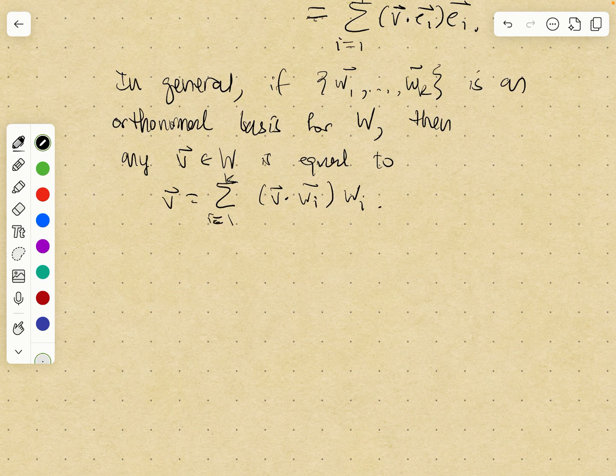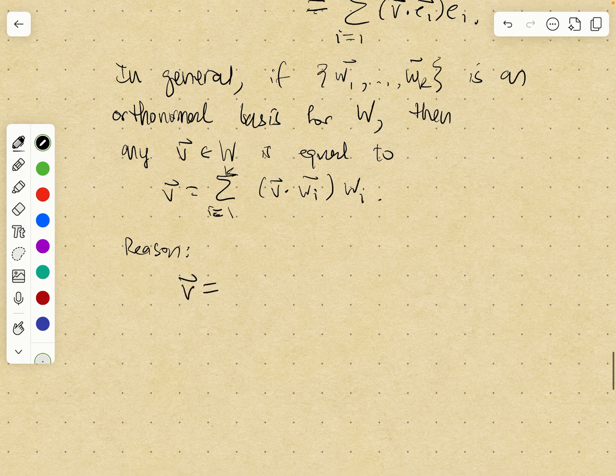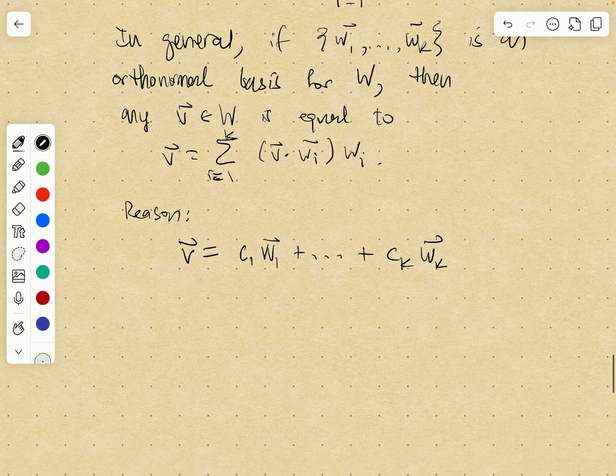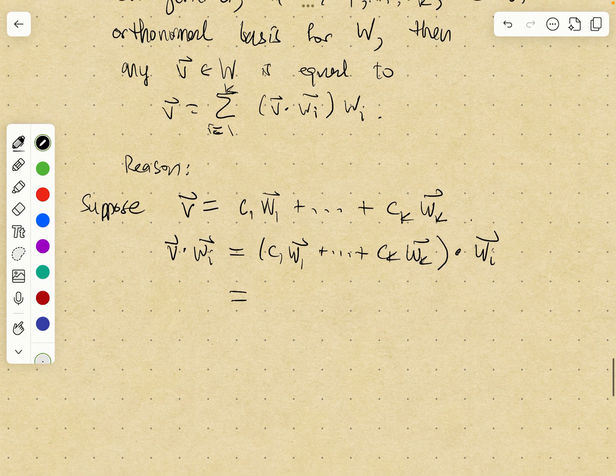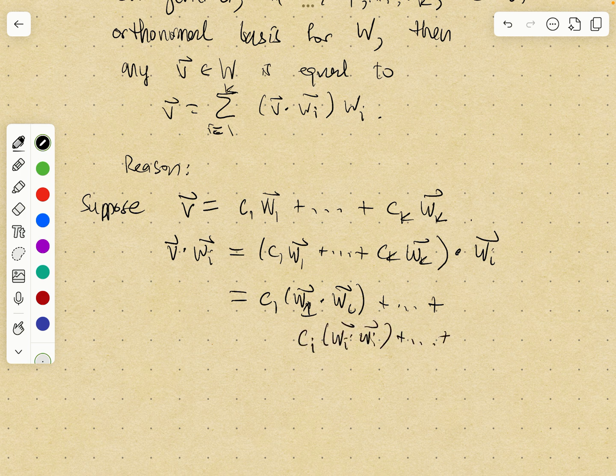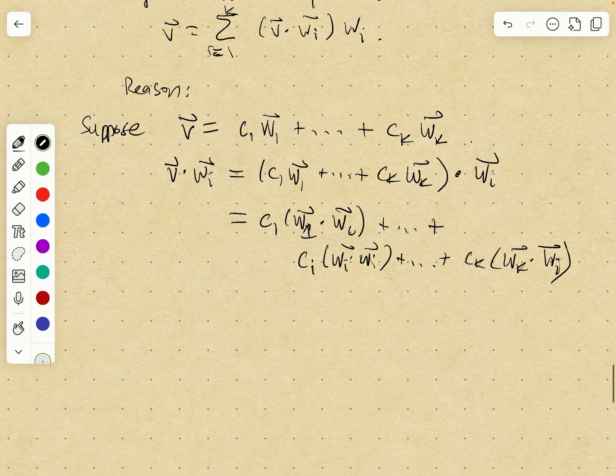And the reason for that, well, we use the same strategy that we've seen before. We know that V is a linear combination, so it's like C1 W1 plus dot dot dot plus CK WK. Suppose that V has this form and we want to solve for the Ci's. If you take the dot product with Wi, you get C1 W1 plus dot dot dot plus CK WK, dot Wi. Using the distributive property, this is C1 W1 dot Wi plus dot dot dot plus Ci Wi dot Wi, plus dot dot dot plus CK WK dot Wi. But since these Wi's are orthogonal to each other, everything else is 0.